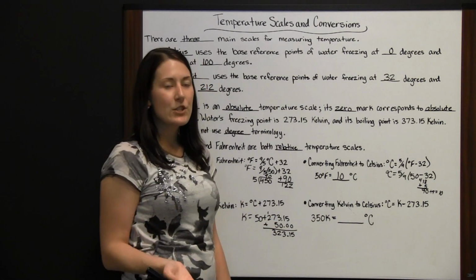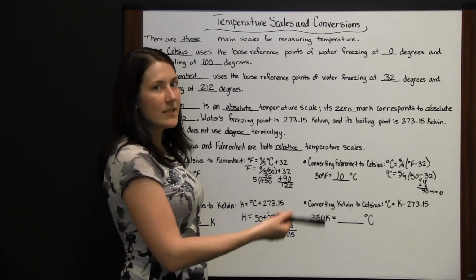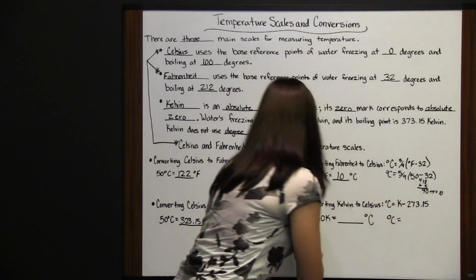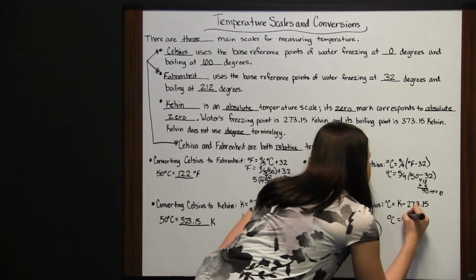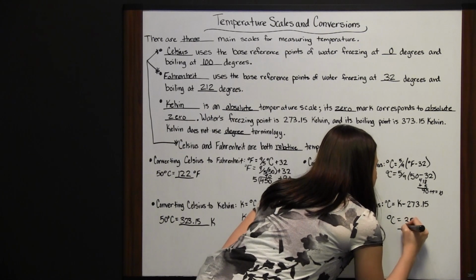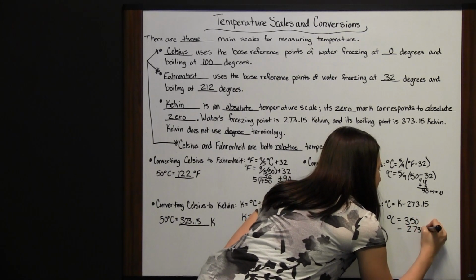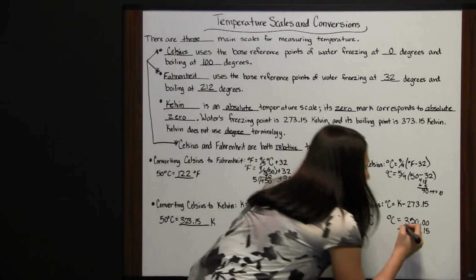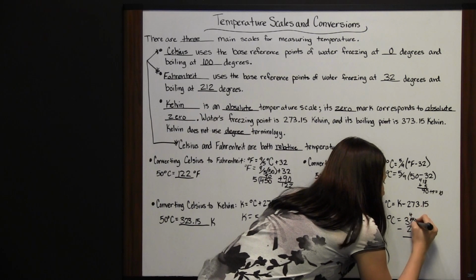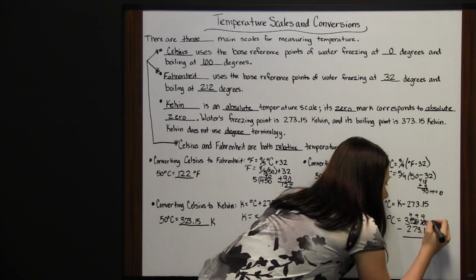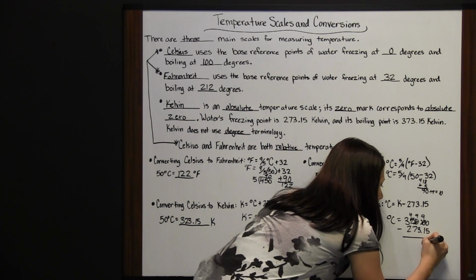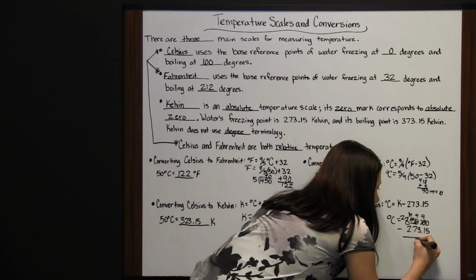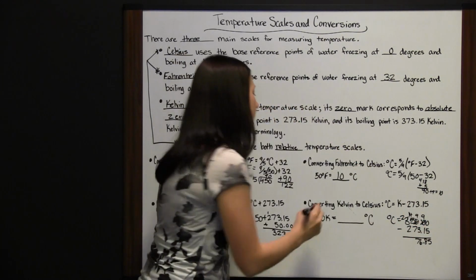Converting Kelvin to Celsius is just the opposite. You take the Kelvin temperature and subtract 273.15. So our degrees Celsius is going to equal, if we're using 350 Kelvin, 350 minus 273.15. We need to go ahead and put some zeros on there so that we can subtract the decimal. Borrow our way across. 10 minus 5 is 5, 9 minus 1 is 8, 9 minus 3 is 6. We got to borrow again. 14 minus 7 is 7, 2 minus 2 is 0.